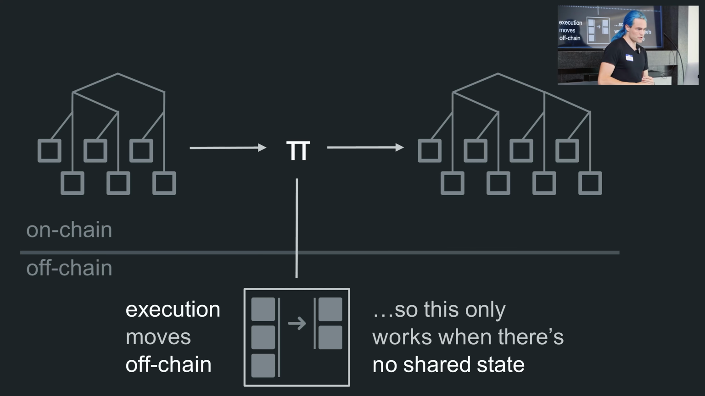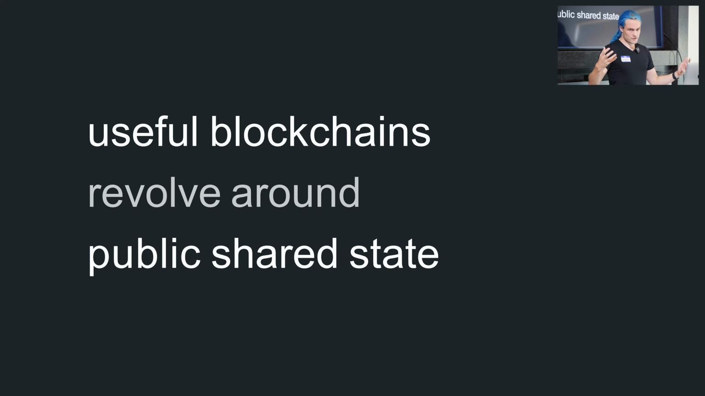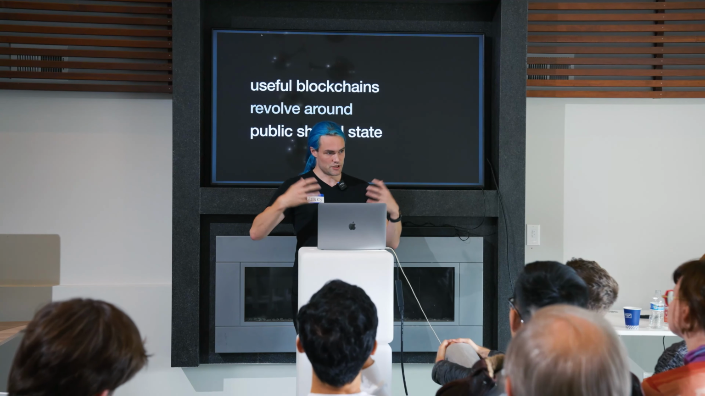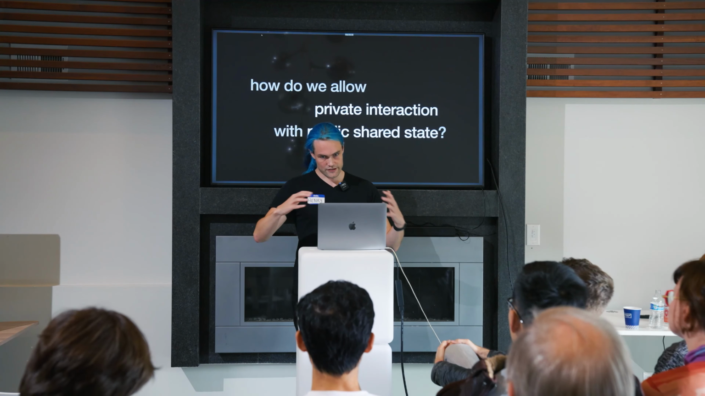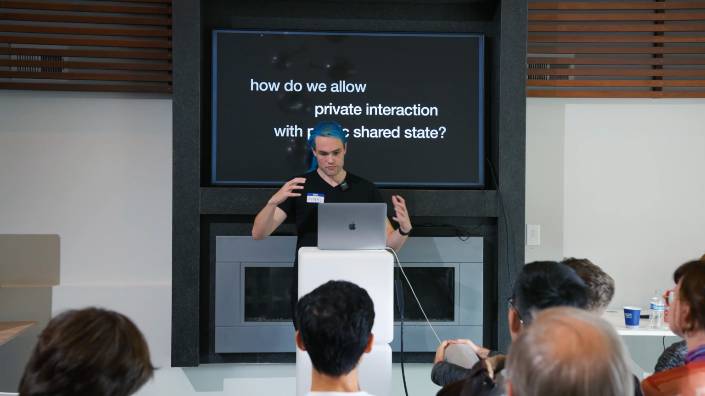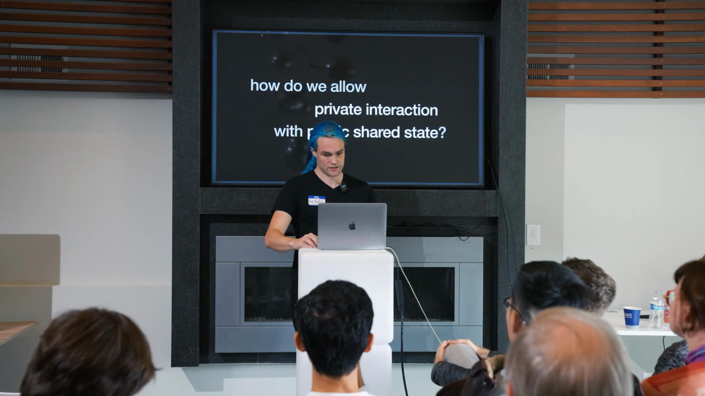And that only really works when there's no shared state, because if I'm consuming some state fragments, then I obviously need to have some notion of ownership, at least temporarily, so that I'm sequencing my changes relative to other people's changes. And this is a problem because every useful blockchain application that anyone has ever built involves public shared state. That's the whole point, so that people can coordinate about the public state. So we have this challenge of, how do we allow private interaction with public shared state?